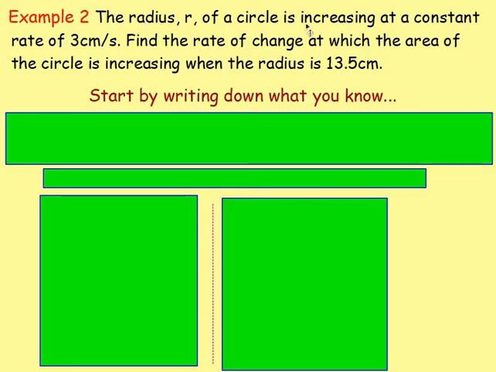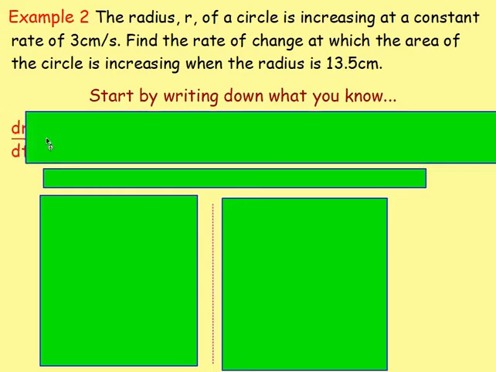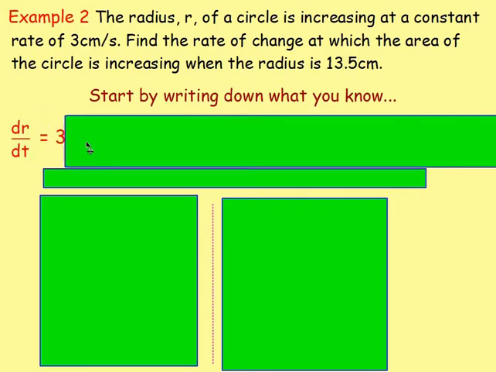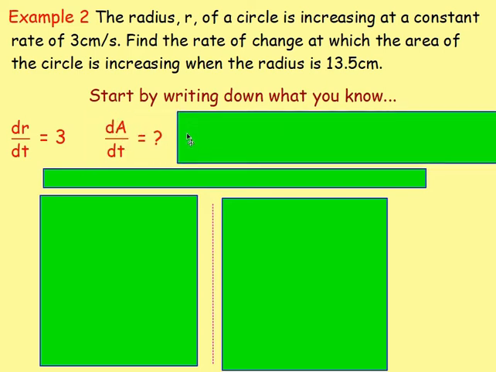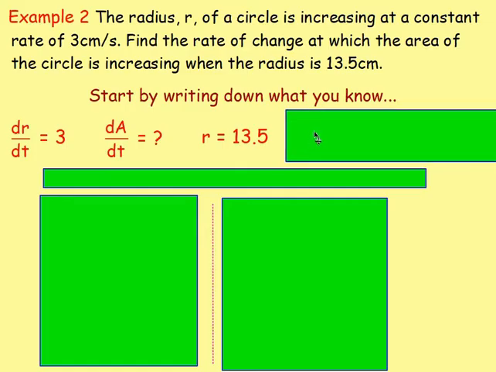So the radius of a circle is increasing at a rate of 3 centimeters per second. Because it's per second, it means that the radius is changing depending on what the time is. So in other words, that is dr by dt, and we know that's equal to 3. Find the rate of change at which the area is increasing. So what we want is dA by dt, so we can just put a question mark beside that. When the radius is 13.5, we know the radius equals 13.5.